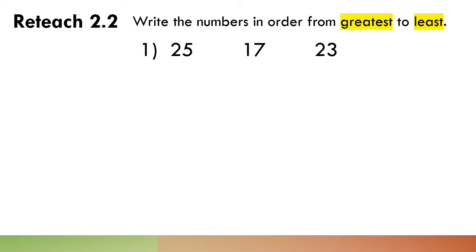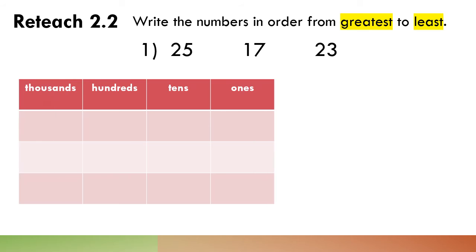So, number 1 wants us to put 25, 17, and 23 from greatest to least. So I'm going to use my place value chart and place the numbers into the correct columns. Now in this case, I'm only using the tens and the ones because we have 3 two-digit numbers. So I'm going to compare starting from the greatest place. In this case, it's the tens.